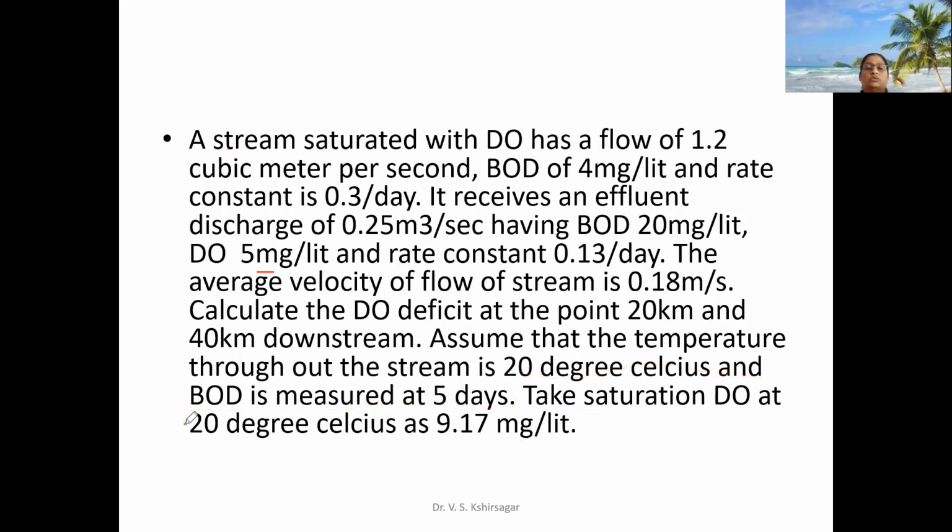Once again, these are the properties of the stream and these are the properties of the effluent. The average velocity of flow means what? The average, combined together, means what? Suppose this is the stream. I need to change the pen. It is a disappearing kind of pen.